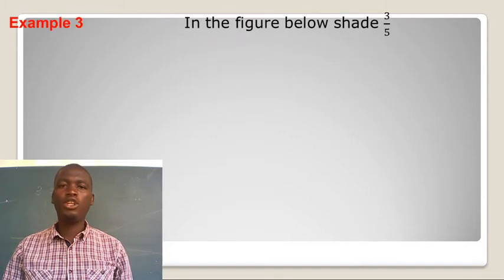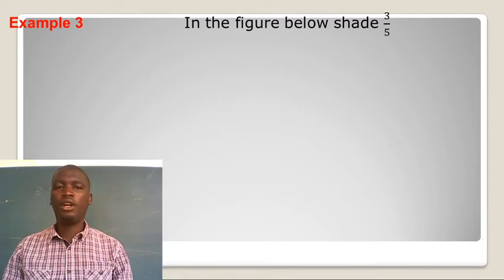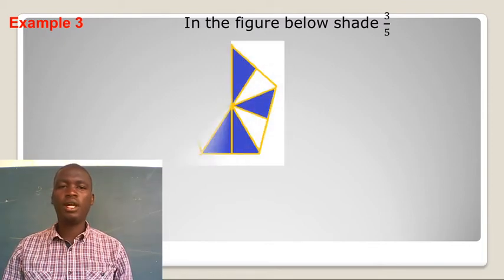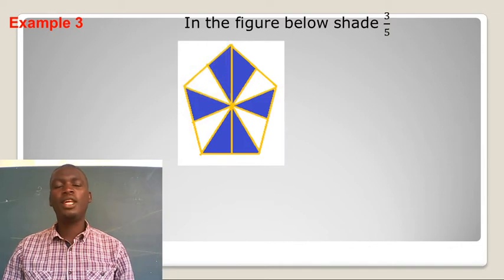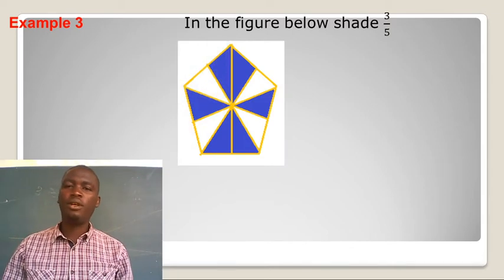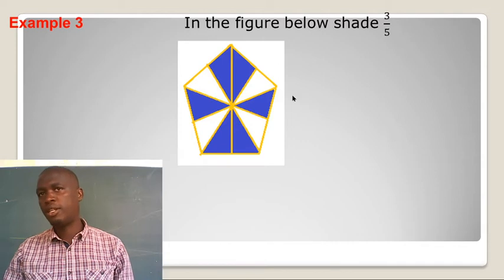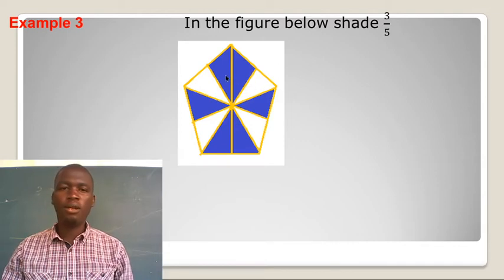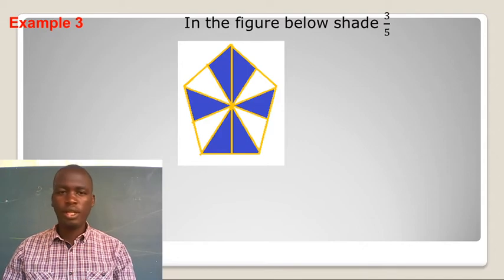Next, in the figure below, shade 3 out of 5. Let's look at the figure. This is our figure. They are saying shade 3 out of 5. But let's take a look at the total number of parts. How many parts are there? 1, 2, 3, 4, 5, 6, 7, 8, 9, 10. In total, we have 10 parts.